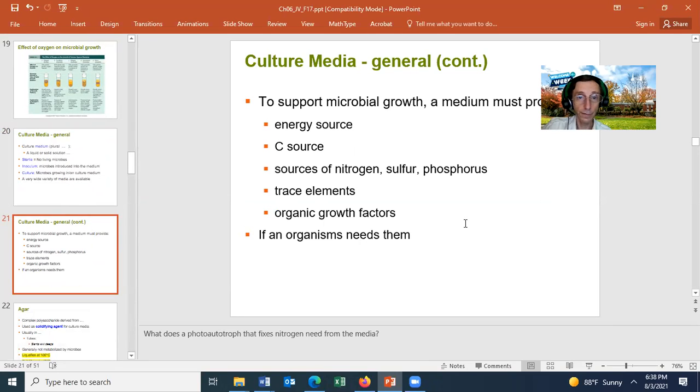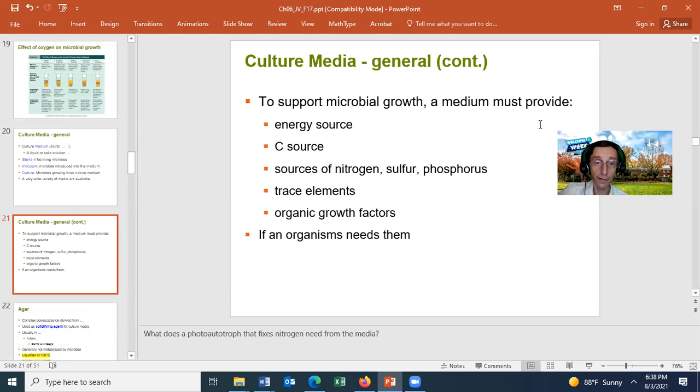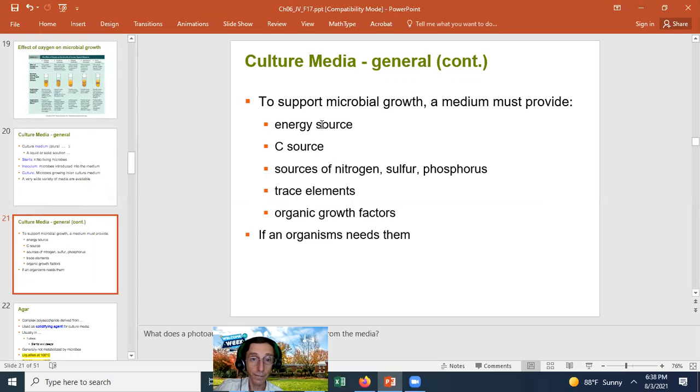Culture media are used to support microbial growth. The media must provide an energy source for the organisms to live, a carbon source, sources of nitrogen, sulfur, phosphorus, trace elements, and organic growth factors if the organism requires organic growth factors. The trace elements are usually obtained either from the water or, if you grind up the cow, the beef extracts from the cow, and the trace elements would be whatever the cow is eating and drinking.